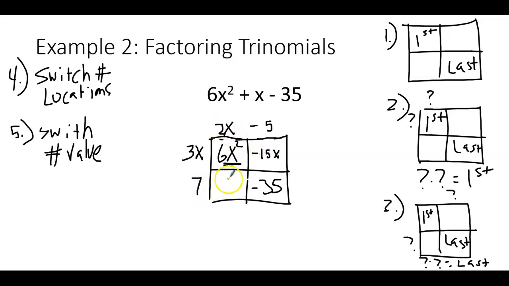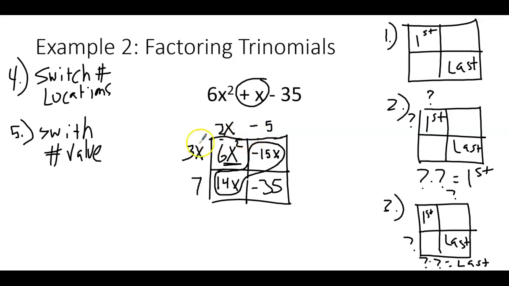And then 2x times 7x, which is 14x. So now let's see if these two middle numbers add up to make the middle number up here, or these two diagonal numbers, I should say. Well, 14 and negative 15 makes negative 1. I want a positive 1. We're really, really close. It's not quite right yet, though. I need a positive 1.